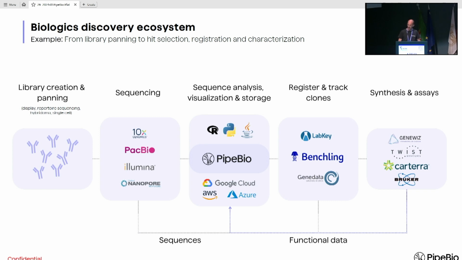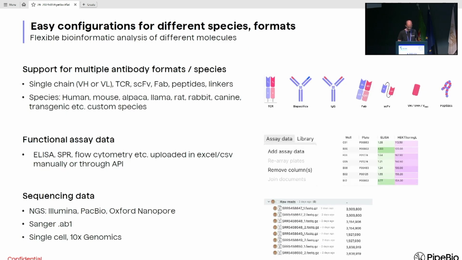We do all the analysis, they analyze a lot of the data, they do all the hit picking. When they have done that, they can register their sequences in Benchling, LabKey, GeneData, whatever they prefer from an ELN perspective. Then they want to do additional characterizations, probably with Carterra doing some SPR and whatnot. And there's basically a feedback loop back into PipeBio or some of the other registration systems.